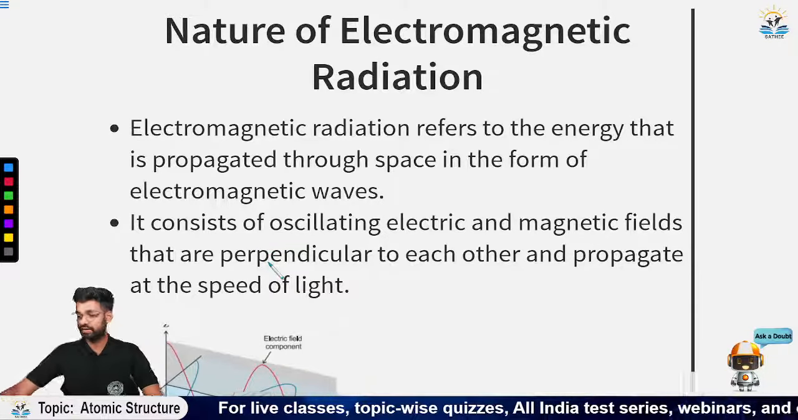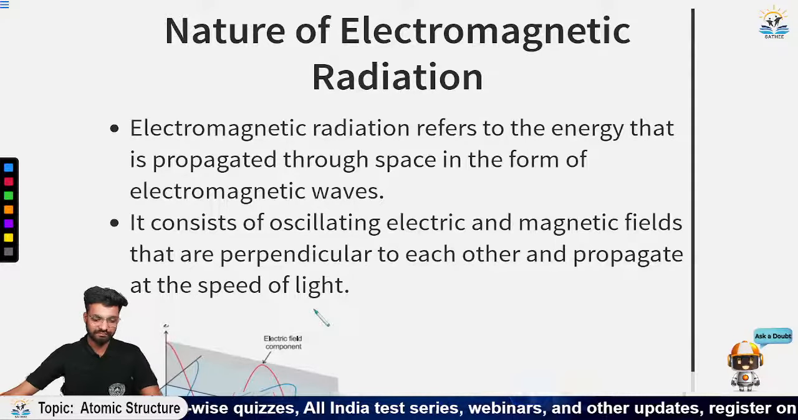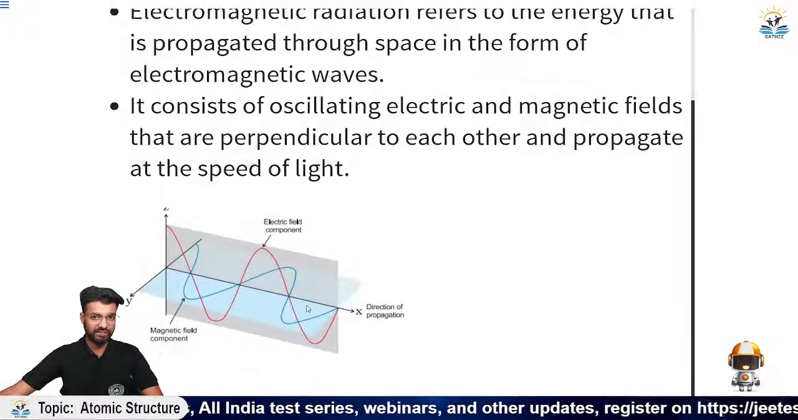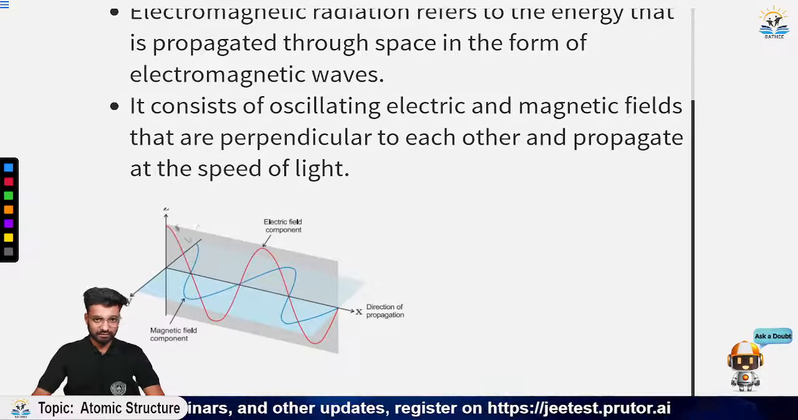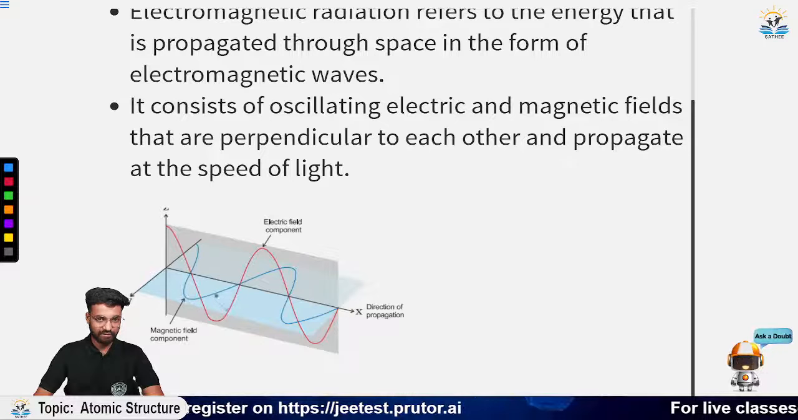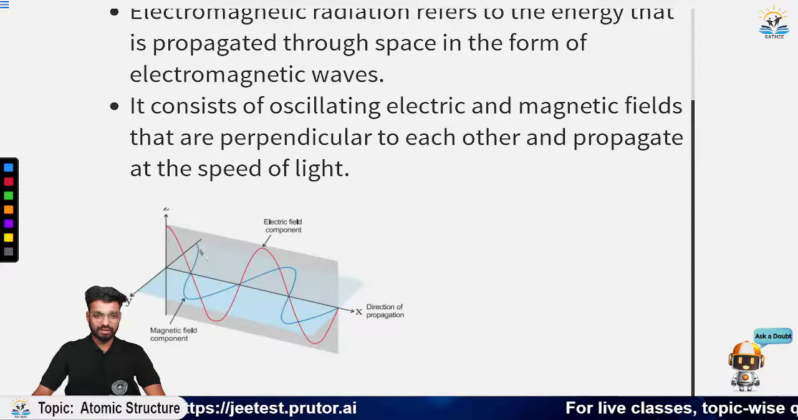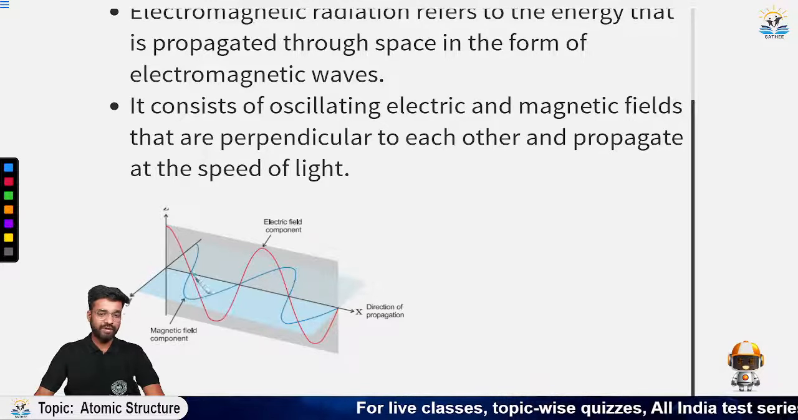It consists of an electric and a magnetic field. Like this, this is the electric and the magnetic field which is present in the light. This one is the electric component, and this one is the magnetic component. What is the characteristic of these components? They are perpendicular to each other.